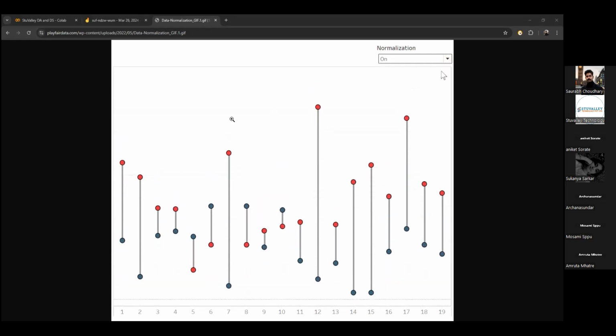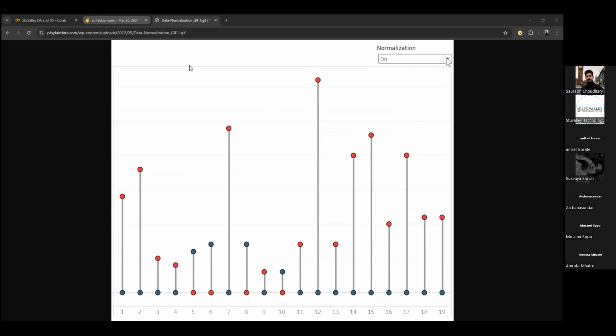All right. So this is normalization. So I will cover this in the next session. Okay, how to normalize it and all. See, we will do it in the next session.